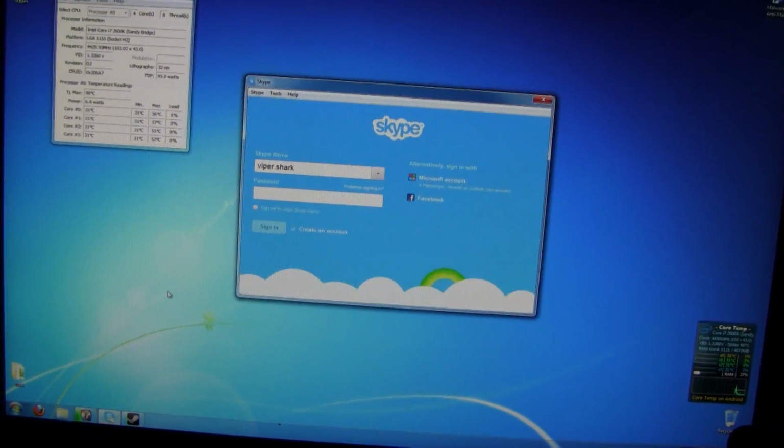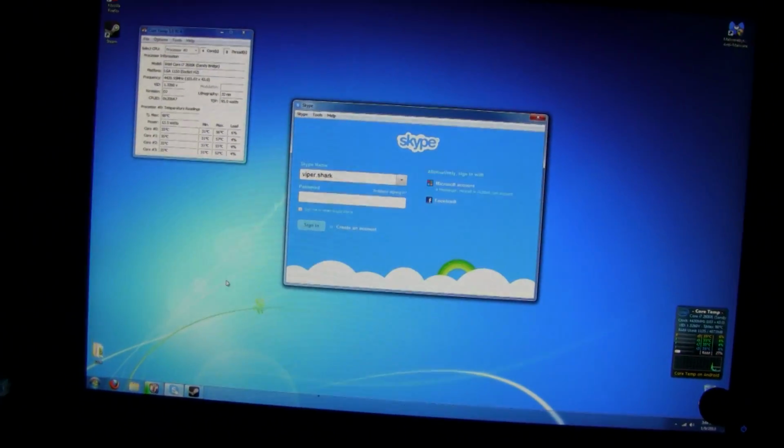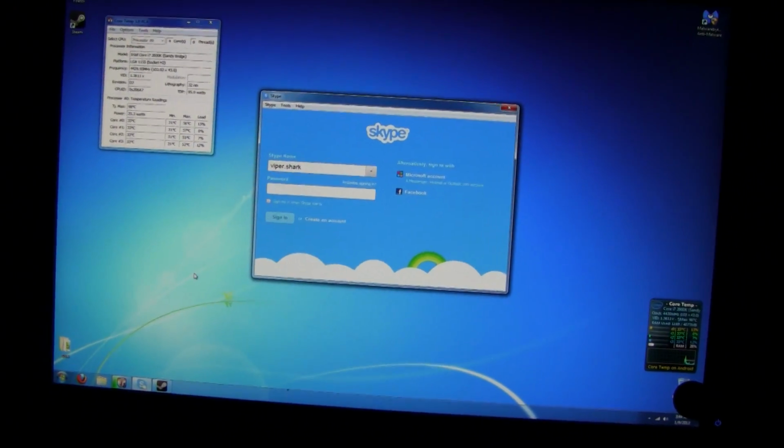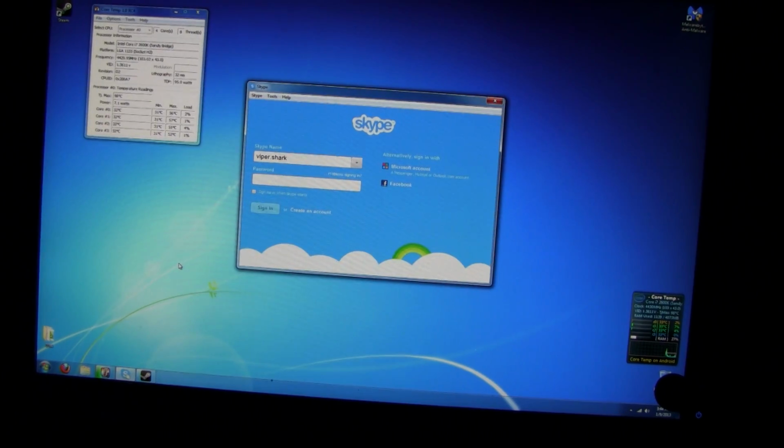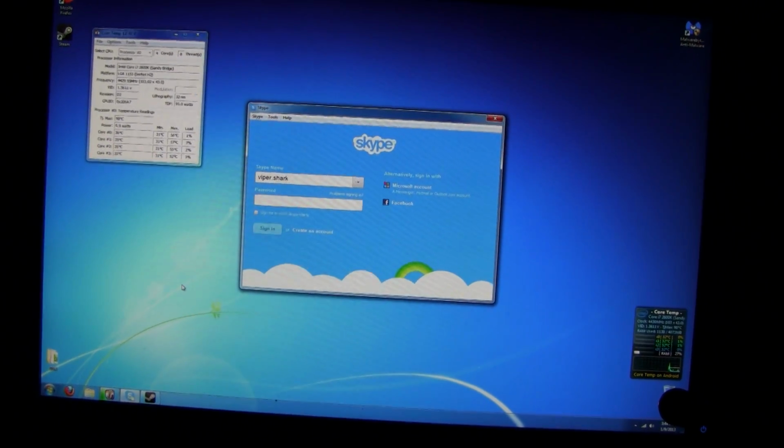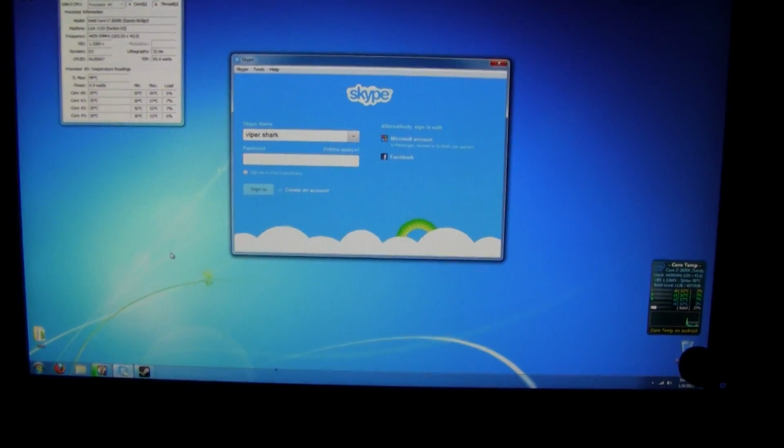Wow. Well, so, yes, that is the power of a solid-state drive, especially when compared to an old hard drive that was dying anyway. So... Well, there we go.